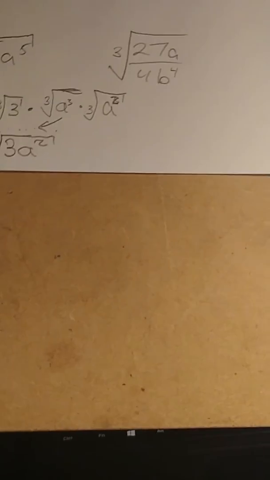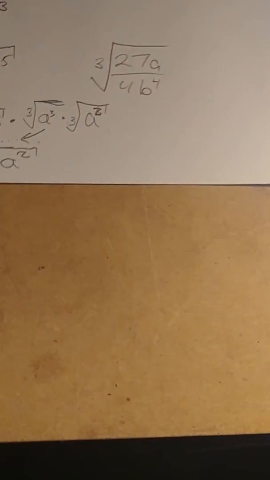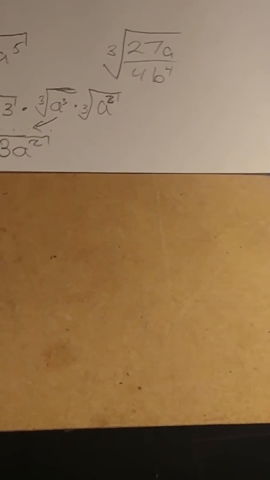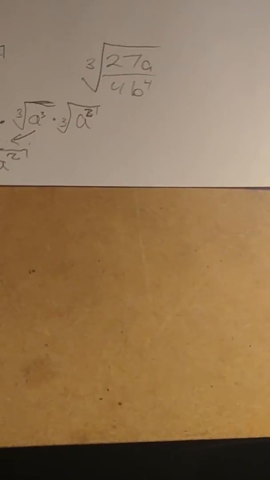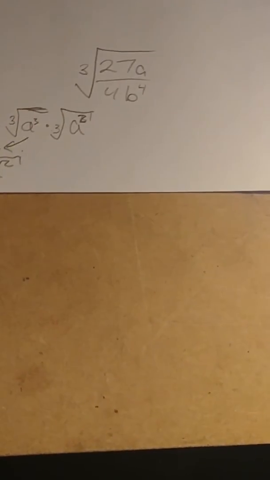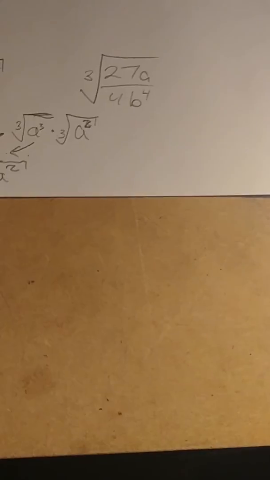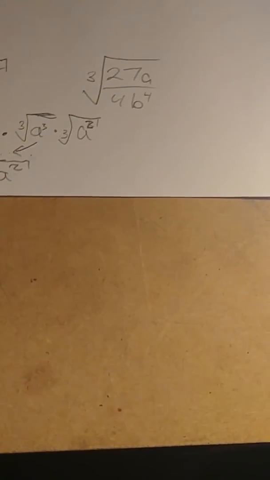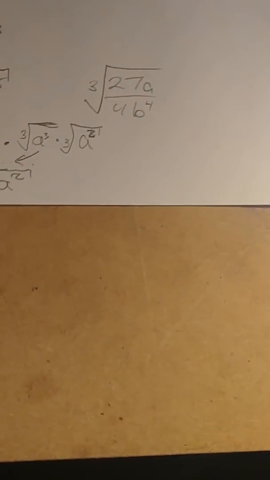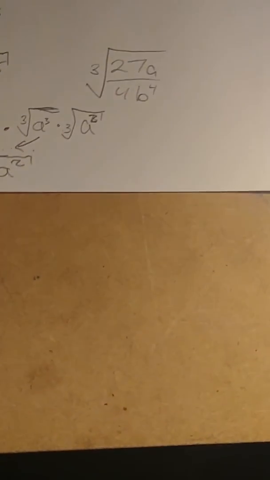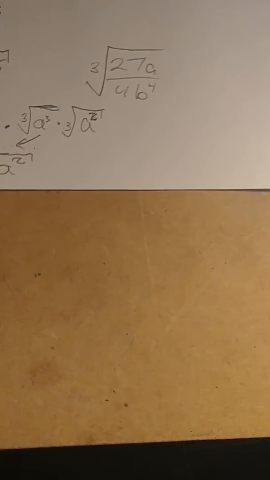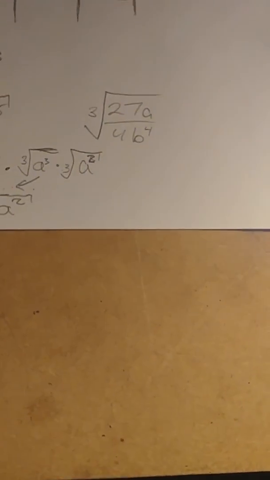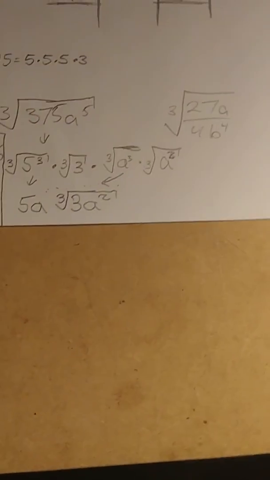To turn a 4 into a perfect cube, well, a perfect cube for 2s is 8. So if I multiplied the bottom by 2, I would get a perfect cube. And if I wanted to get a perfect cube on b, I would use b squared, because b squared times b to the 4th is b to the 6th. b to the 6th would work, because it's a cube. It's divisible by 3. But again, don't stress over this last problem.